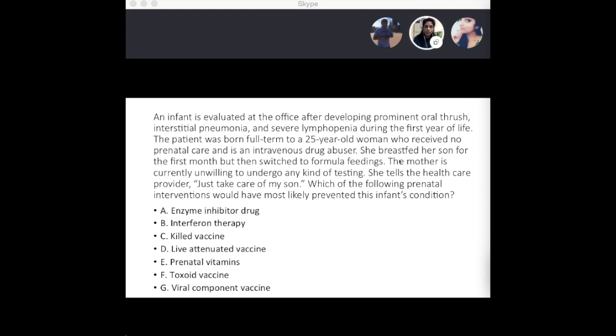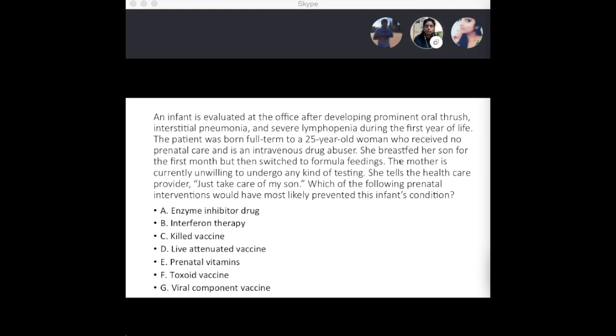The mother is currently unwilling to undergo any kind of testing. She tells a healthcare provider, just take care of my son. Which of the following prenatal interventions would have most likely prevented this infant's condition? A, enzyme inhibitor drug, B, interferon therapy, C, killed vaccine, D, live attenuated vaccine, E, prenatal vitamins, F, toxoid vaccine, or G, viral component vaccine.